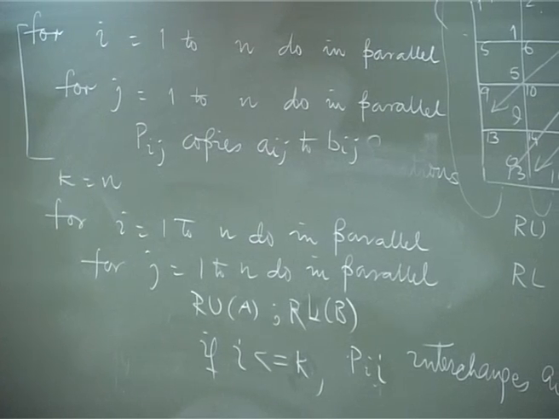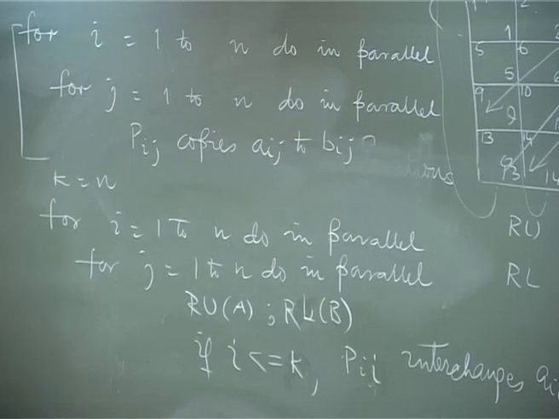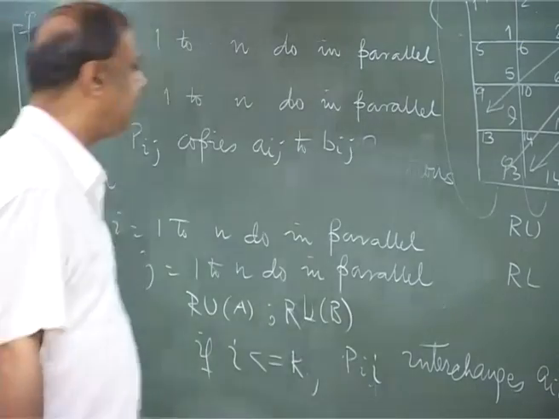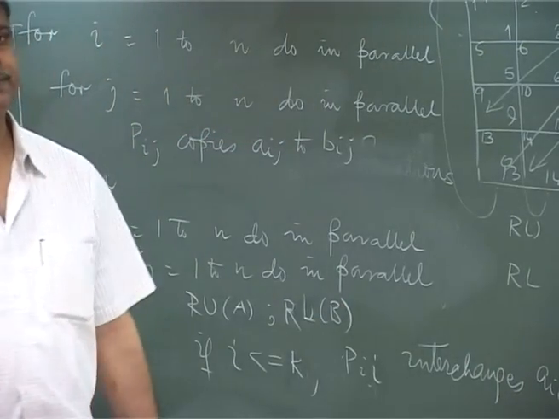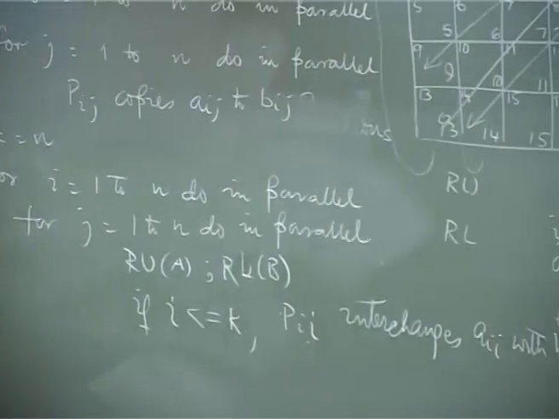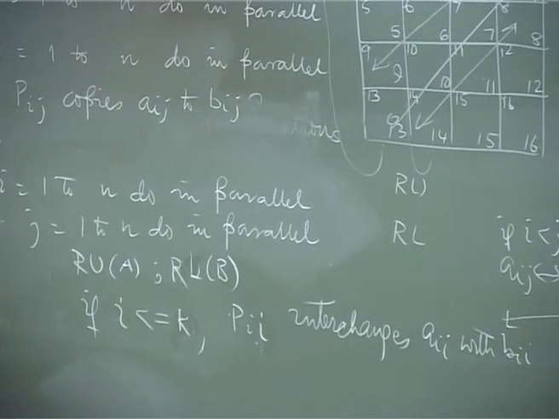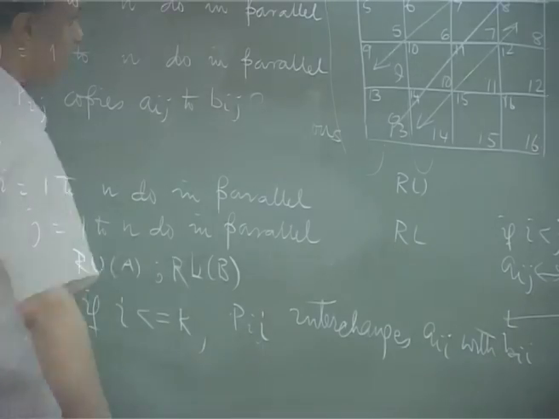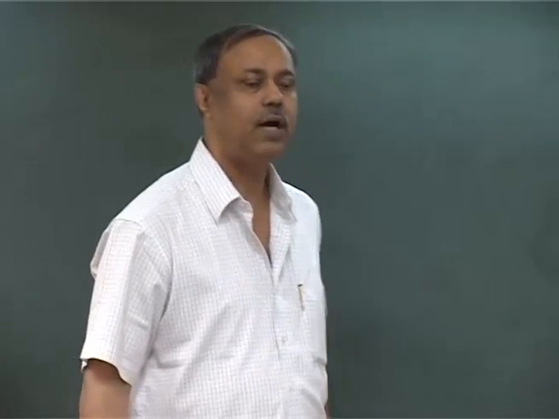Please check it, because I did it long back. So Pii interchanges Aii with Bii, and so you get the result. Then the complexity of this algorithm is constant time using n square processors. So cost is order n square, which is optimal, because in any transpose of a matrix you need n square time. Now what happens to other models?